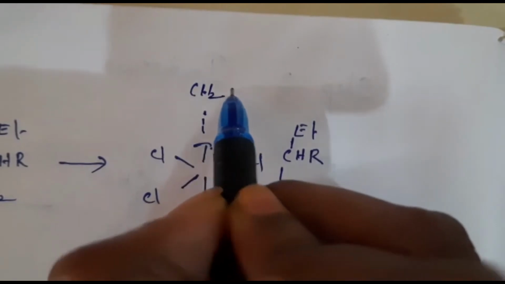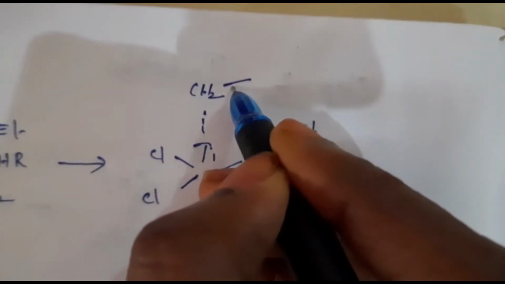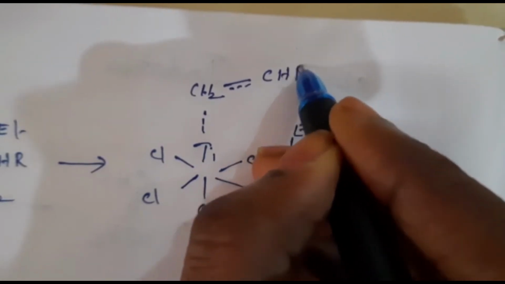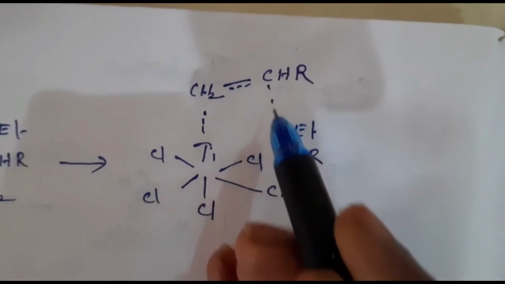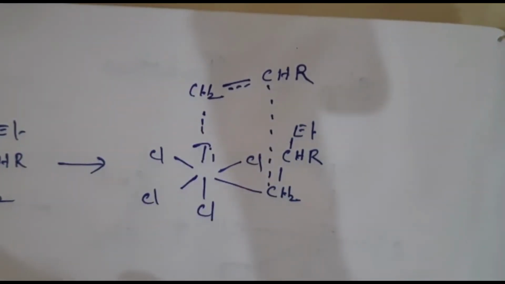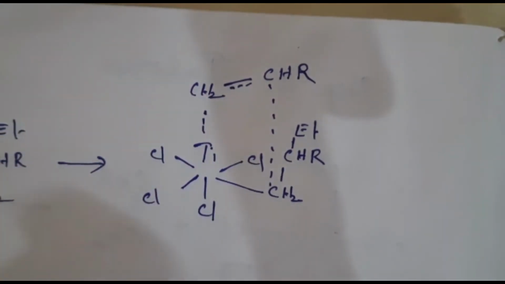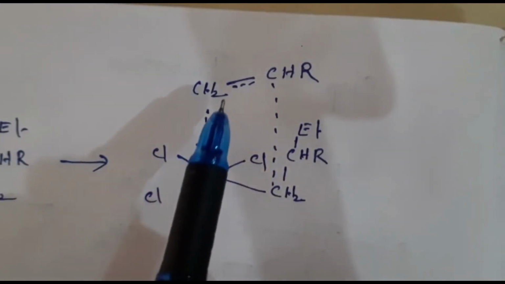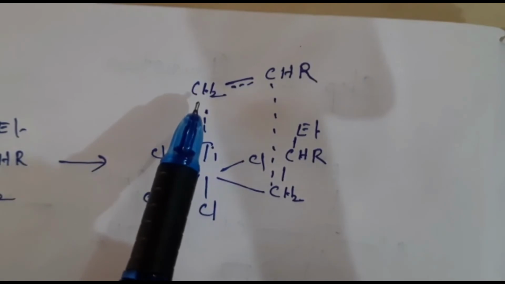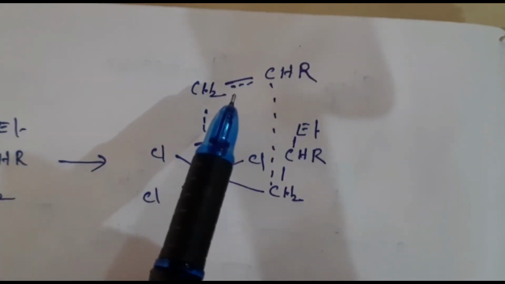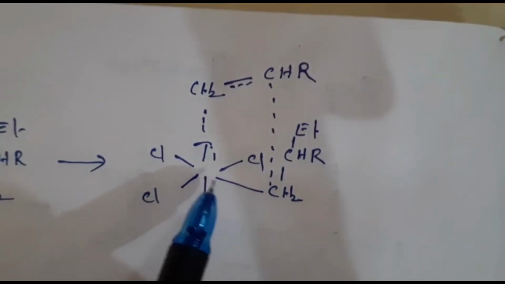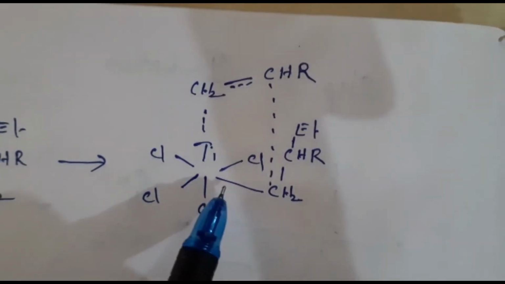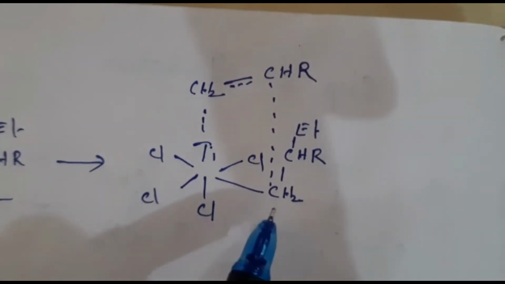Here CH2, then here the double bond will be broken, so CHR. As this double bond shifts towards a single bond, this CHR will form a new bond with this CH2. This state is known as the transition state. So this is a cyclic transition state. Here a new bond is going to form between titanium and CH2, and this double bond is going to break to a single bond. So CHR and this CH2 are going to form a bond. So this titanium-CH2 bond will be weakened, and it is going to break.